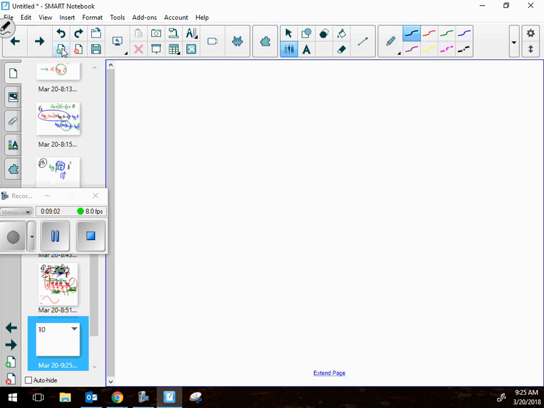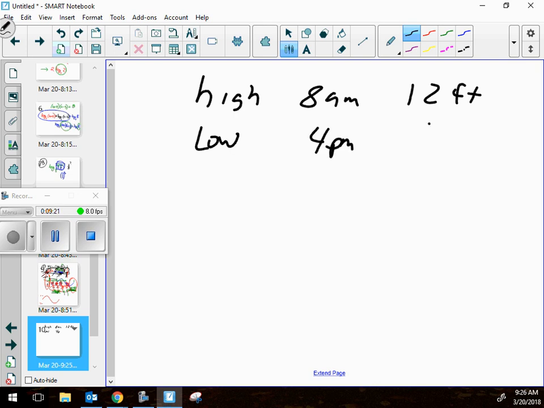Here's a tide scenario. High tide at 8 a.m. measured at 12 feet above sea level. They have sticks in places where they actually record tides that just have numbering on them, so it's not super complicated to do. The low tide is at 4 p.m. It's 6 feet.